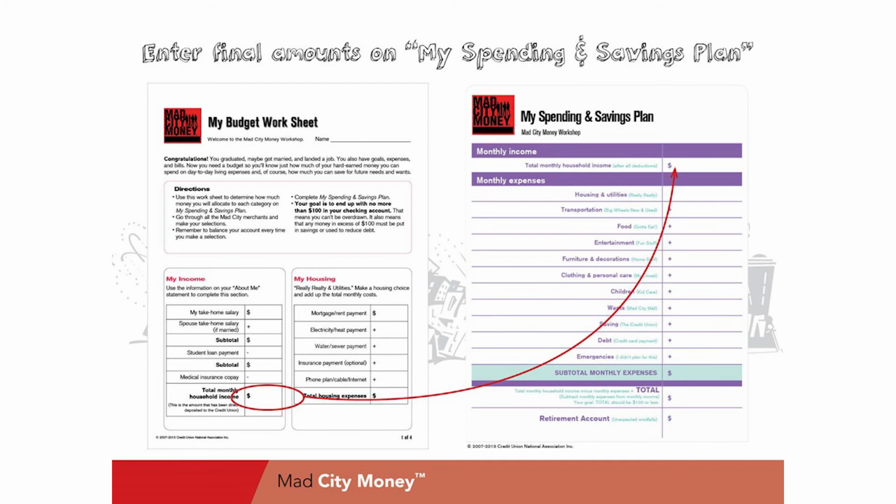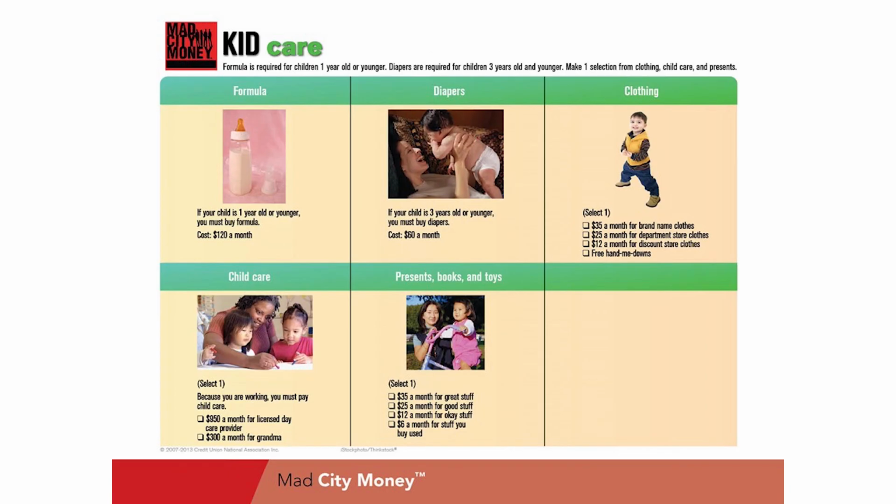Remember to balance your account every time you make a transaction. Next is your kid care. Formula is required for children 1 year old or younger. Diapers are required for children 3 years old and younger. Make 1 selection from clothing, childcare, and presents.